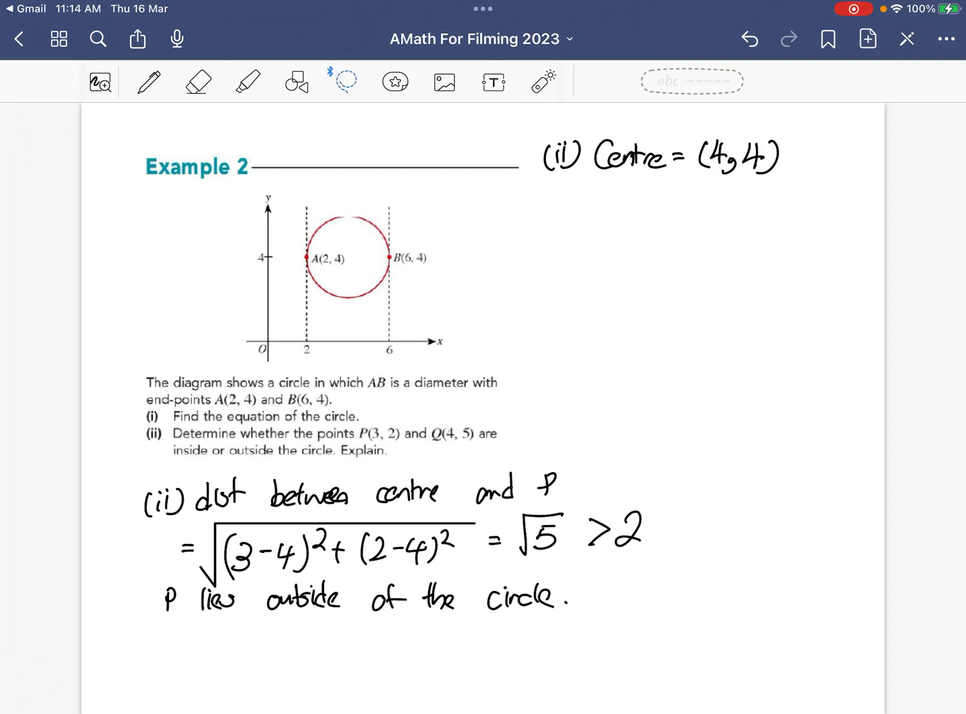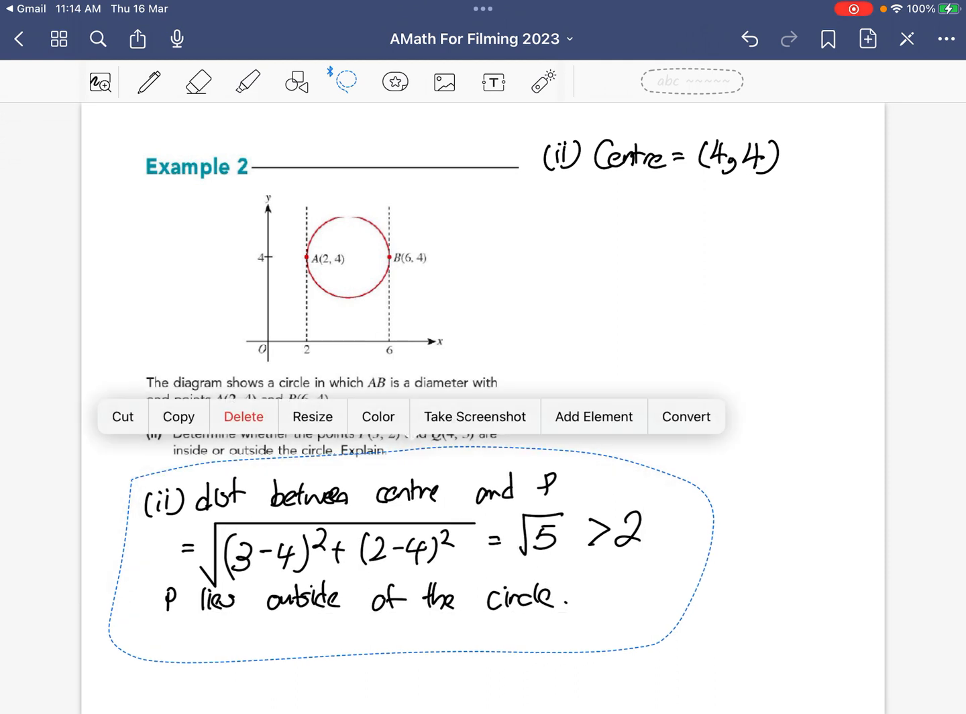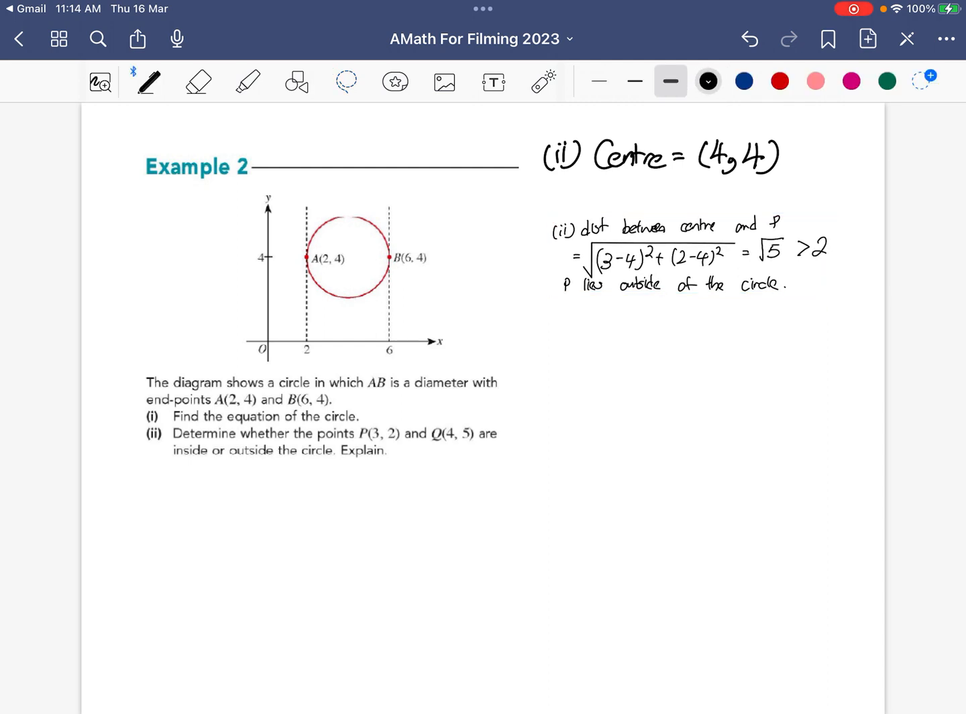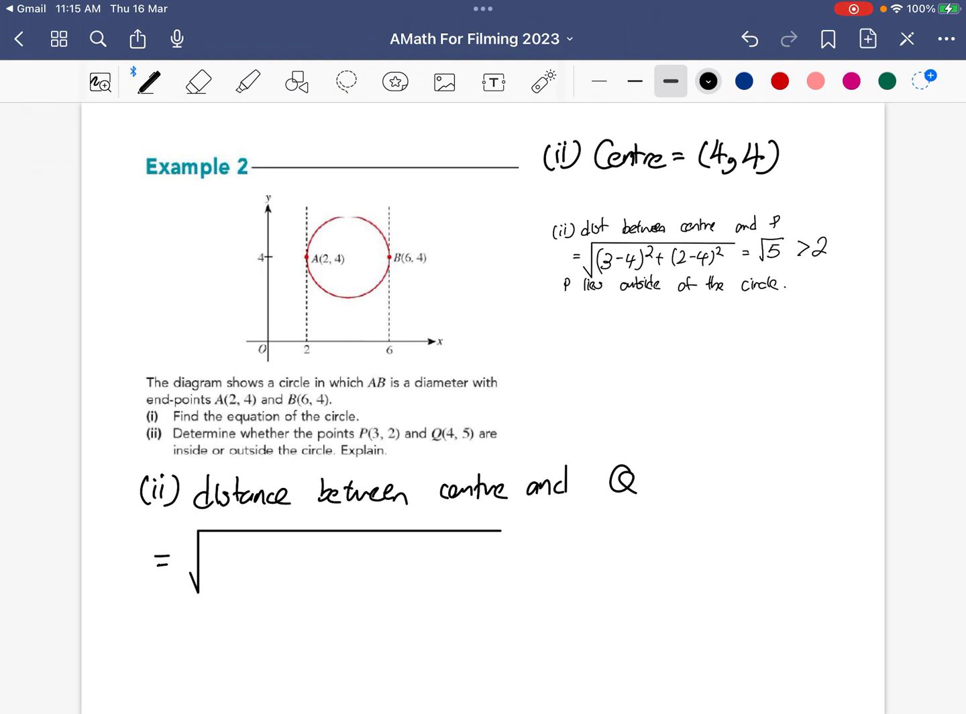Okay, similarly, what we can do here is this. Let me just resize this. Now if I want to find the distance, still on part 2, I'm going to find the distance between center and Q. Same thing, apply the distance formula. So what I get is (4 minus 4) squared plus (5 minus 4) squared, which equals 1 unit. So 1 unit is lesser than the radius of 2 units. So it means that this point Q lies inside of the circle.